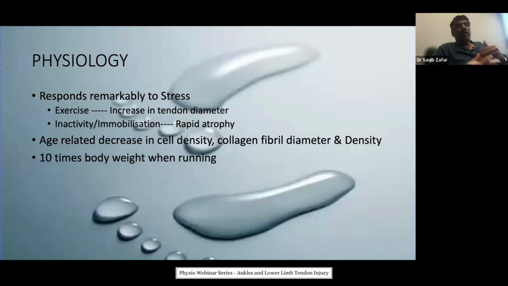And this is, again, they have not been loading their tendon so well. Tendon diameter is reduced. The collagen density is less. Cell count has reduced. And tendon is not able to take even a sudden increase in stress, and it can either rupture, or if it's happening over a period of time, it can develop tendinopathic changes. It's 10 times body weight that goes through the Achilles tendon when somebody's running. So you can imagine the stress which this tendon is taking during the exercise.